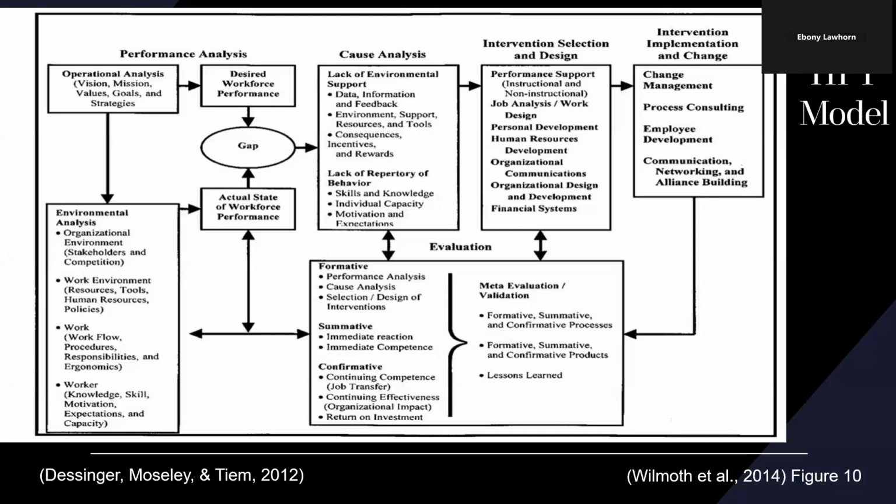There are 3 types of performance analysis: organizational analysis, which looks at the organization's vision, mission, values, goals, and strategies; environmental analysis, which identifies and ranks the factors that support actual performance; gap analysis, which finds out the current performance, the desired performance, and the gap between them. To gather information, interviews, surveys, questionnaires, observations, or document analysis are often used. Phase 2, cause analysis.